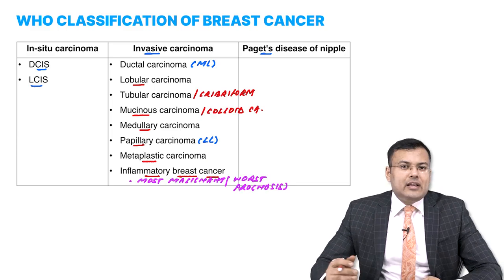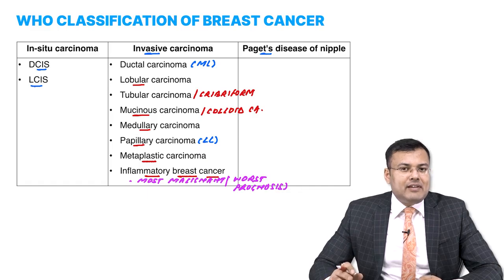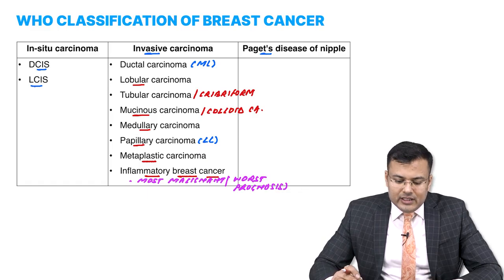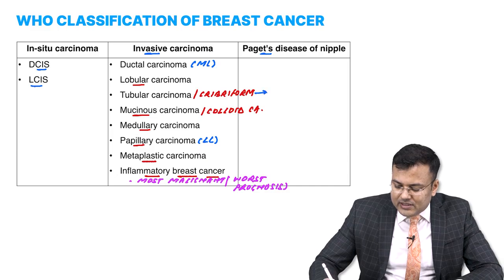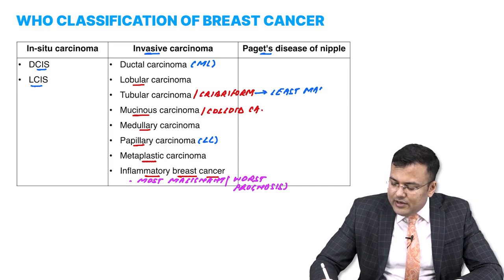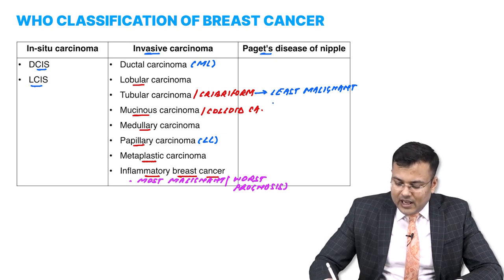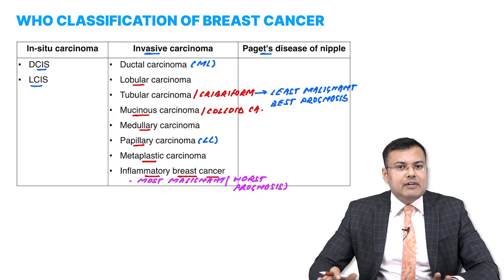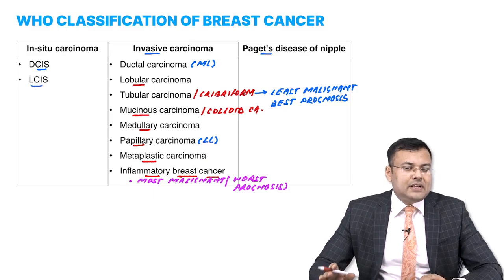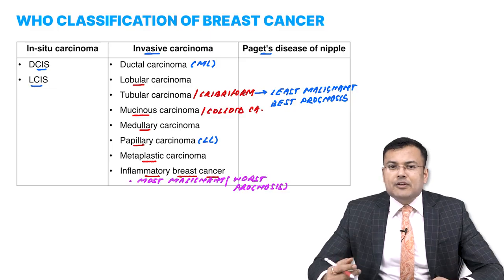Worst prognosis. Can you tell me the just opposite of inflammatory breast cancer, which one is least malignant, having the best prognosis? That's tubular. This was asked in the latest exam. Tubular or cribriform carcinoma is the least malignant, and it has the best prognosis. Clear? These are one-liner questions which are asked frequently in relation to WHO classification and types of breast cancer.